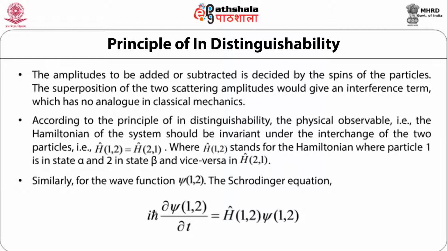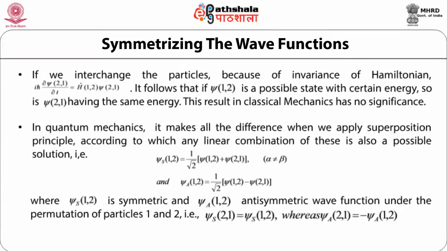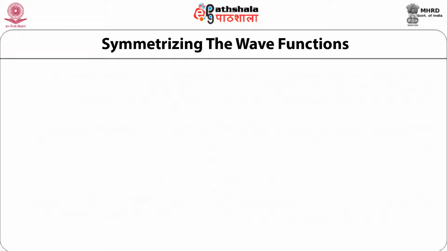Similarly, we can also write for the wave function psi12, where psi12 is the wave function with particle 1 in state alpha and particle 2 in state beta, and psi21, where psi21 is the wave function with particle 2 in state alpha and particle 1 in state beta. Symmetrizing the wave functions. So now, considering the principle of indistinguishability, we use this principle on the wave functions.